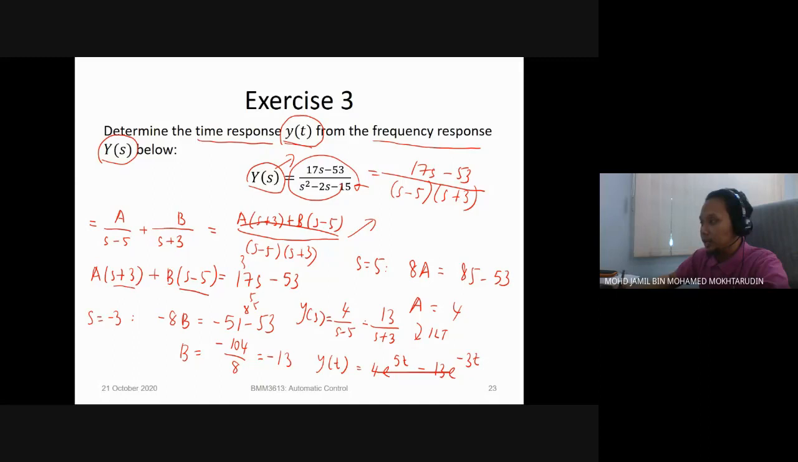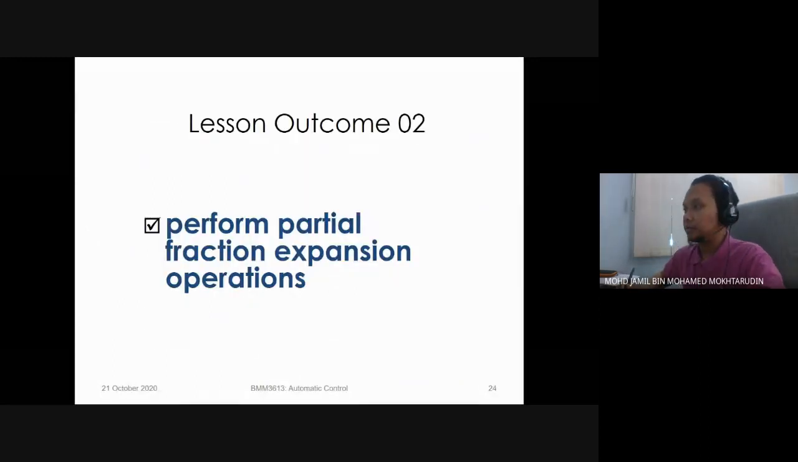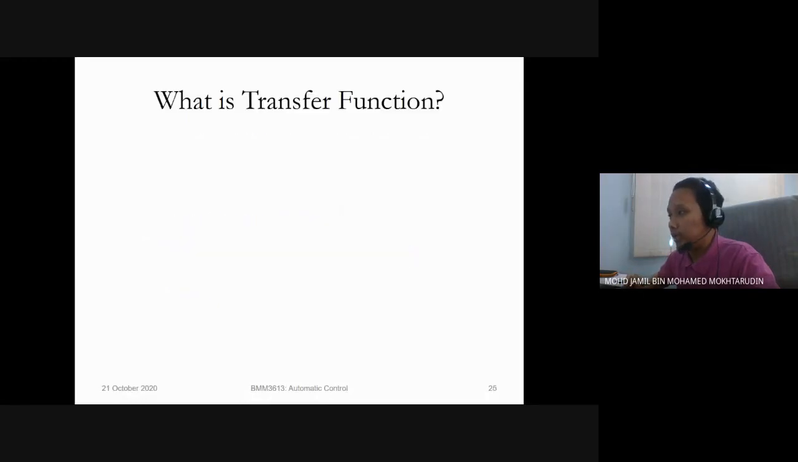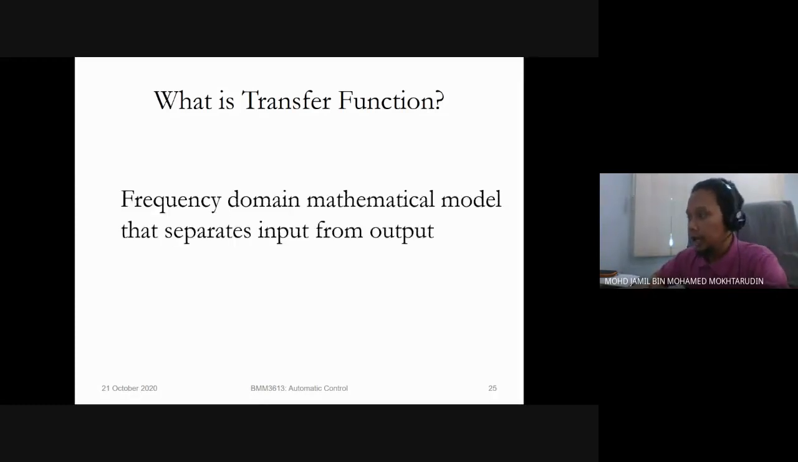Okay, so this is for partial fraction expansion. Now we are going to look at the definition of transfer function. What is transfer function? Transfer function is one of the most important things that you need to know in automatic control, because you will be given a lot of transfer functions after this, okay? Transfer function is basically a frequency domain mathematical model that separates the input from the output.